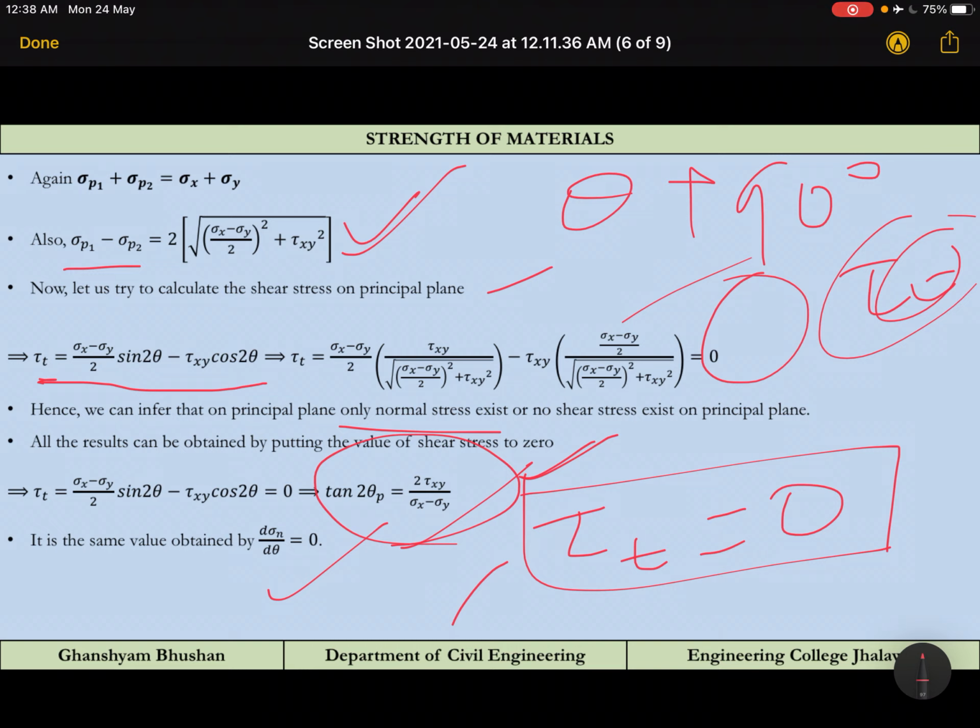In the next lecture we will move forward and check other things, like the maximum shear stress, and how we can relate the maximum shear stress to the principal stresses. We are going to see this in the next lecture, and we will try to solve some problems. So this is all for today.